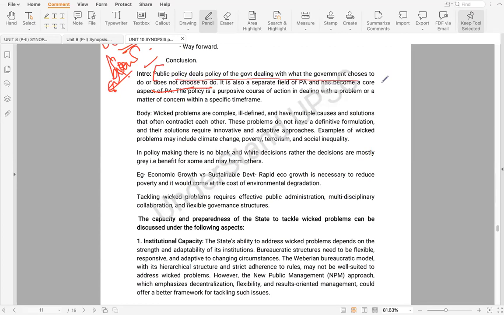This is nothing but another definition of public policy. It is also a separate field of public administration. It will also become a core aspect. The policy is a purposive course of action in dealing with a problem or a matter of concern within a specific time frame. How is the body wicked problems?